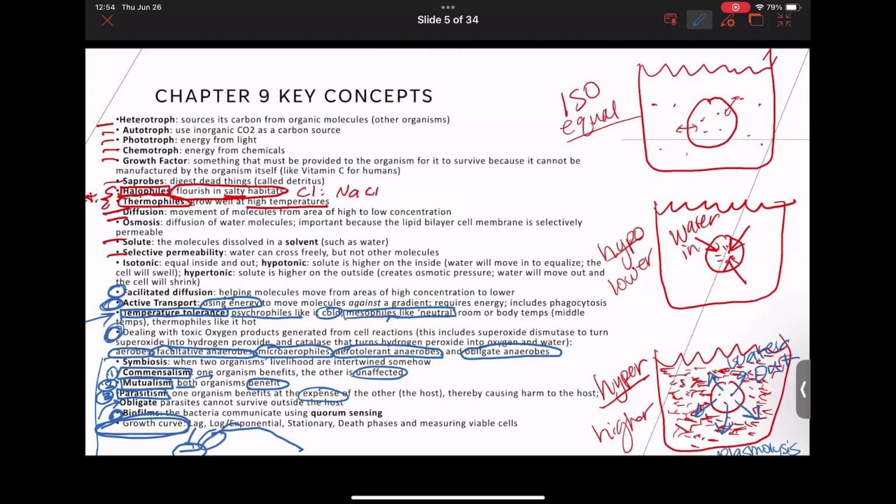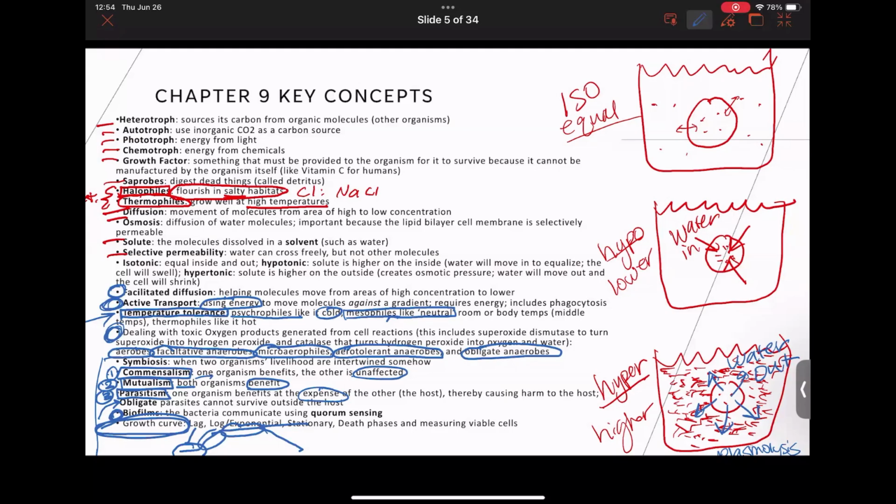Then we have the stationary phase. Stationary phase is where growing equals death, or where we're not growing as quickly. We're running out of resources, and some guys are just dying off of old age. And some guys are reproducing, but we flattened out.